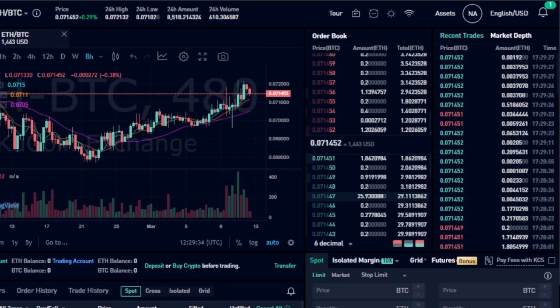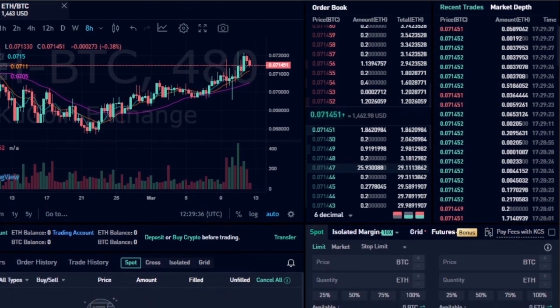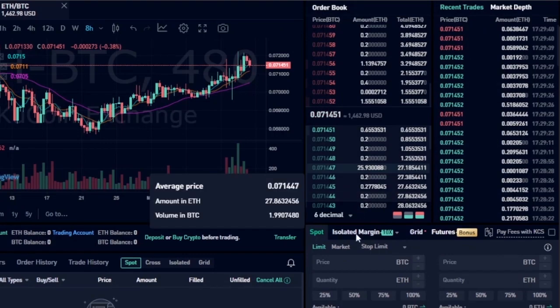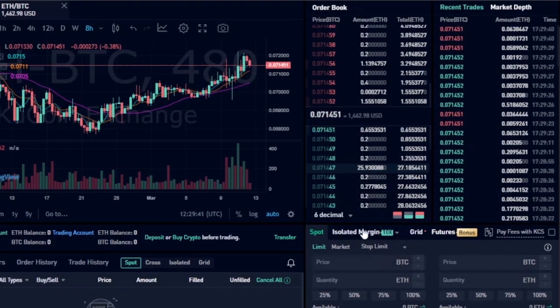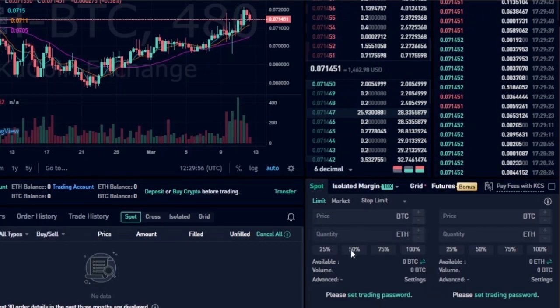If you want to place an order, you can see that there's spot trading, then there's isolated margin, there's grid, and there's future bonus. So what you can do is you can basically choose limit or market. This is market and this is spot limit. So you can add in the price of Bitcoin, you can add in the quantity of Ethereum, you can add in 25%, 50%, 75%, or 100% of ratio, and then you can see the availability. Please set trading password. So here you can see that this is how you can do it.